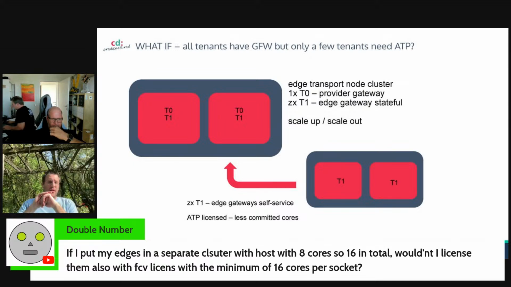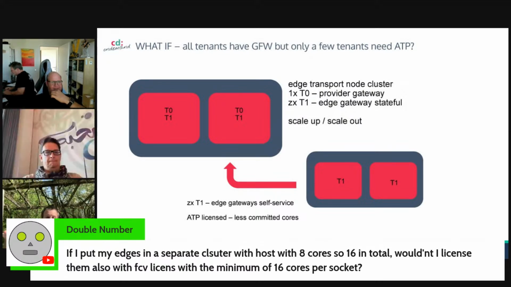Oh, okay. Thank you for your question. So the underlying infrastructure is always licensed with VCF. It doesn't matter. So I'm currently not taking VCF or ESXi hosts hosting those edge transport nodes into the equation. So VCF licenses is all over the place. VCF is licensed on a minimum of 16 cores per socket, yes. Even though a physical CPU has less than 16 cores, still 16 cores of VCF are licensed.